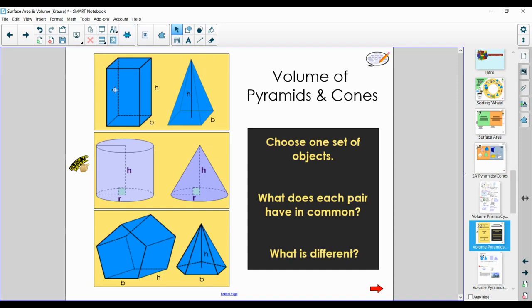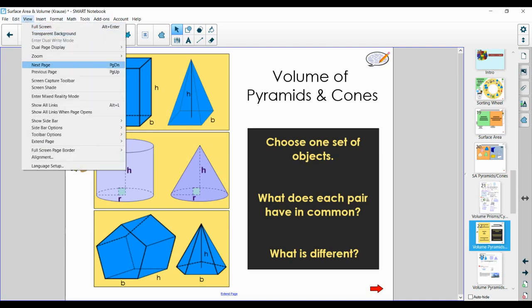So think about that. If the volume of a rectangular prism is length times width times height, the volume of a rectangular pyramid is going to be length times width times height divided by 3. So it's 1/3 the size of a prism. If the volume of a cylinder is pi r squared times height, the volume of a cone is going to be pi r squared times height divided by 3. All right, so let's take a look at some examples.